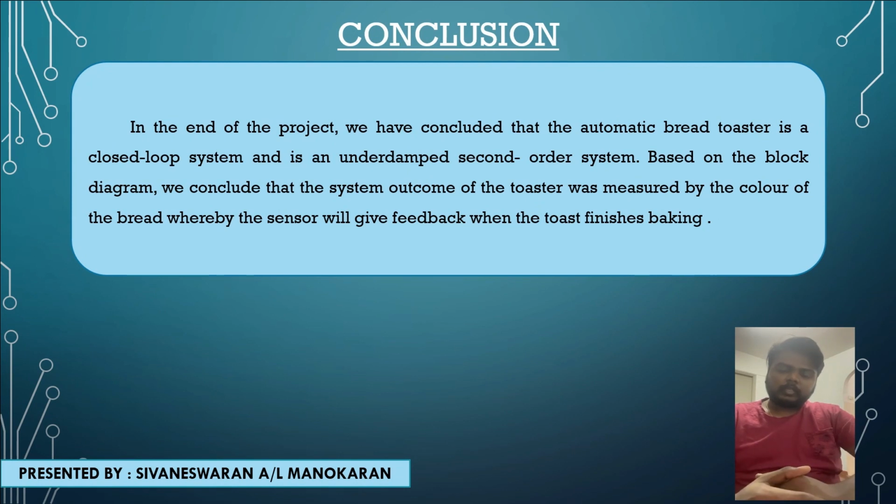Conclusion. In the end of our assignment, we conclude that the automatic bread toaster is a closed loop system, and it is an underdamped second order system. Based on the block diagram, we also conclude that the system outcome of the bread toaster is measured by the color of the bread, whereby the sensor gives feedback when the toast finishes baking.